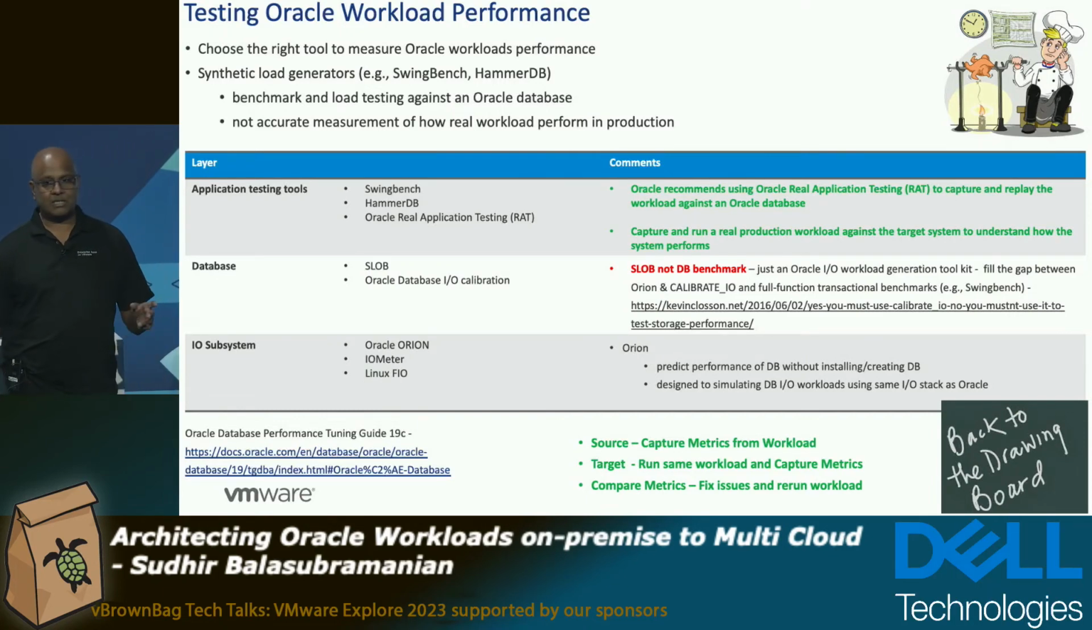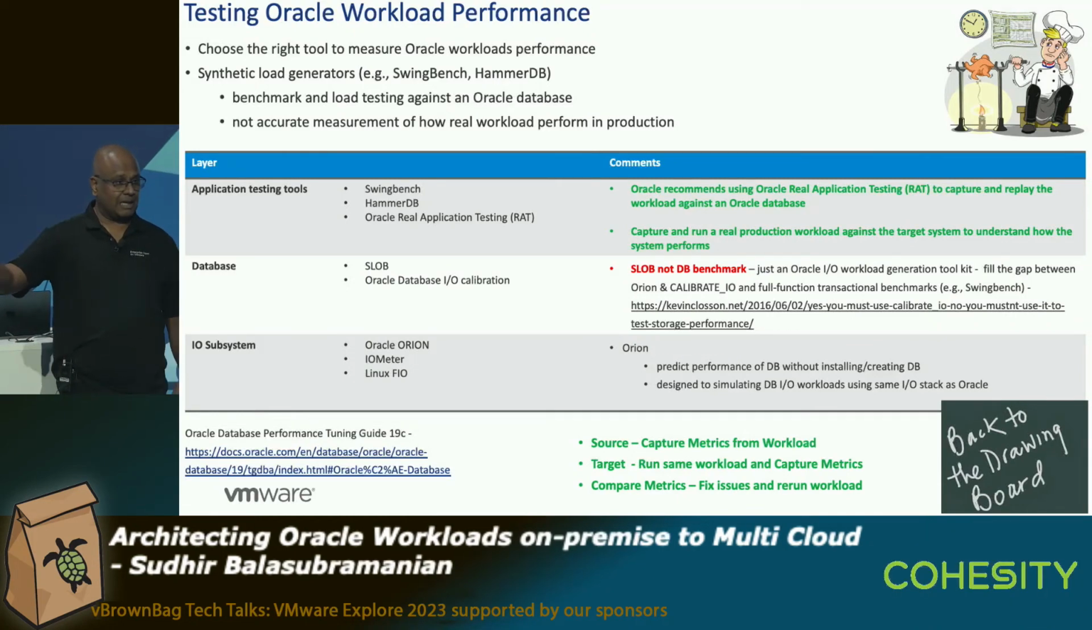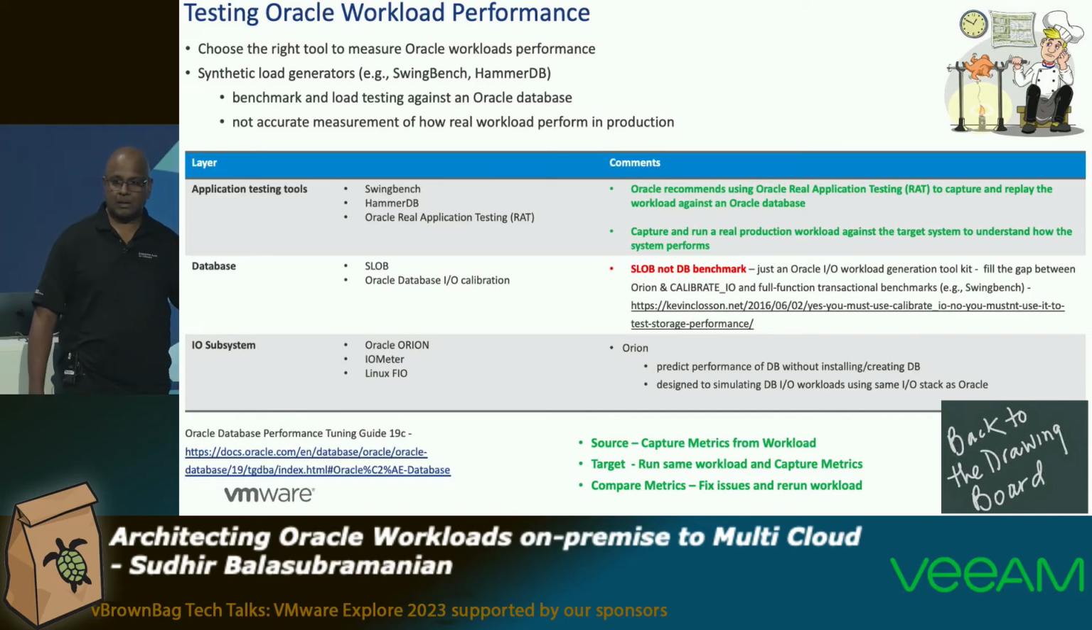You can either use Oracle RAT, which is a very expensive tool from Oracle, but a great tool. It's Real Application Testing. It captures all the SQLs and replays them on the target. You could do that. Or if you don't have the tool, you could use your Swingbench, your HammerDB, Orion, IOmeter, DD, FIO, or even SLOB. I favor SLOB. It's the Silly Little Oracle Benchmark. But case in point being, you are able to know exactly how much your workload is pushing.